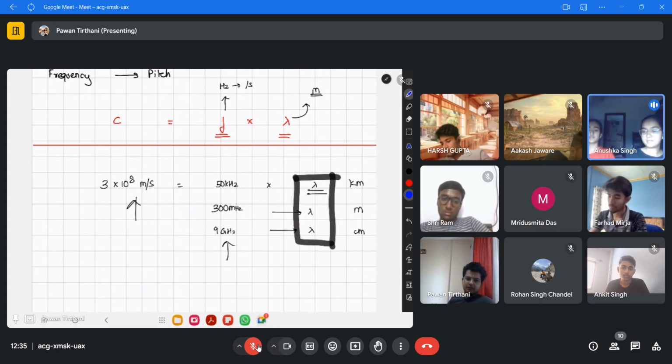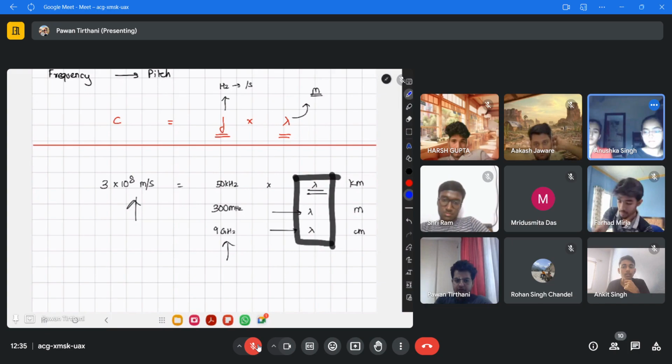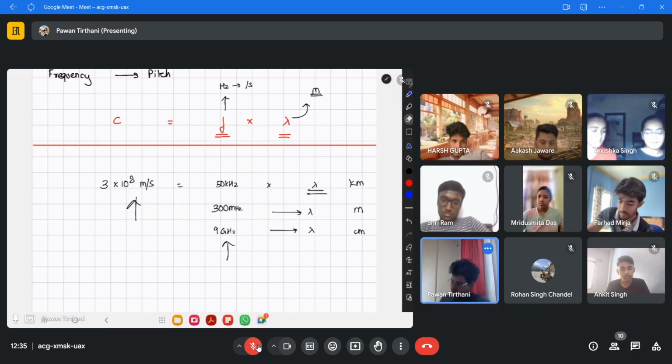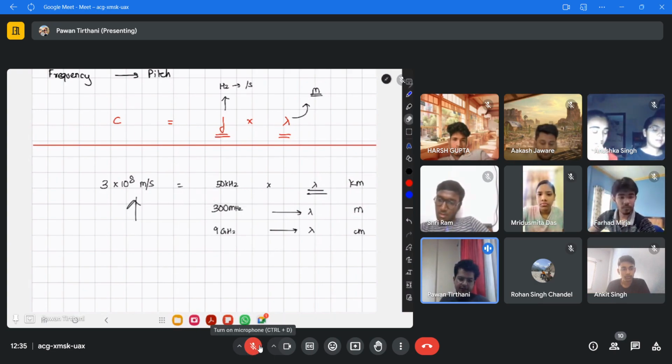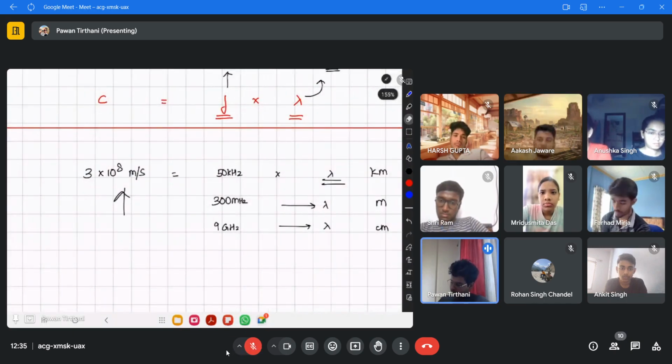So 6 into 10 to the power 8. 6 into 10 to the power of 8 what? Kilometer. Wrong answer. Rohan, videos on. Akash, give me the answer. 6 kilometers. Good. Harsh, what answer did you get?